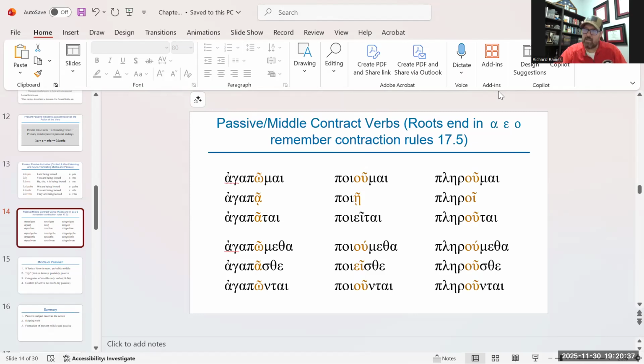Agapomai, really, it kind of sounds like oh my, right? So you're going to see that that's present middle or passive. If you're translating agapomai as passive, then I am being loved. Poioumai, I am being made, because poio means I make. And then pleromai, I am being filled. And so this is just a paradigm you have to memorize. And you can look in section 17.5 to remind you of the contraction rules.